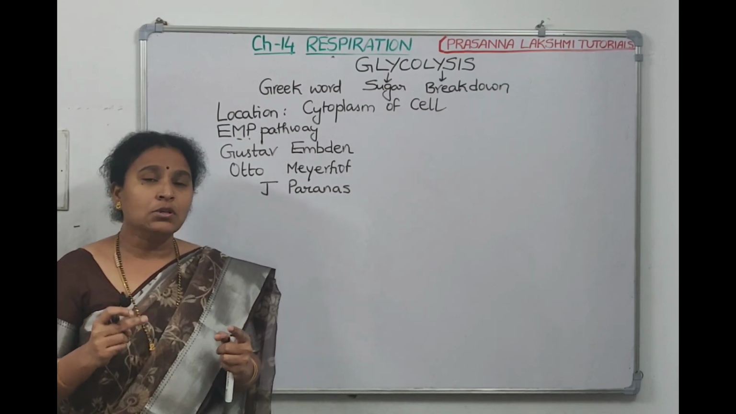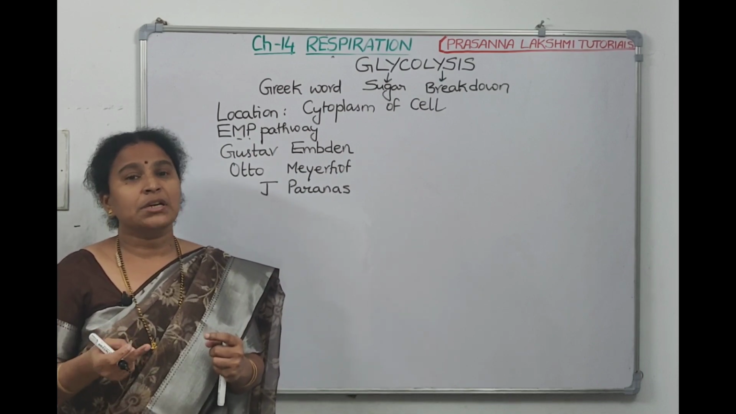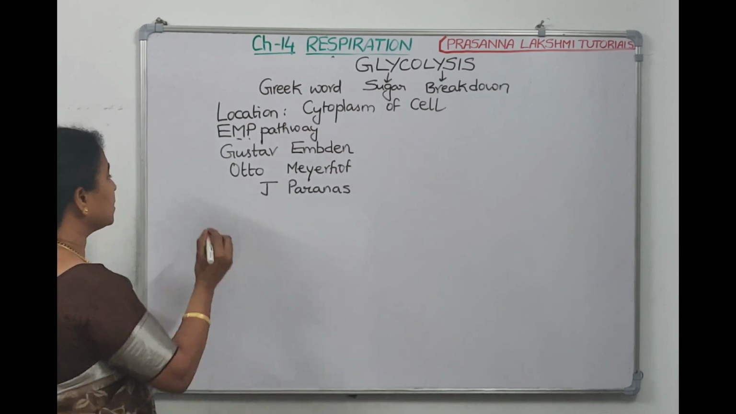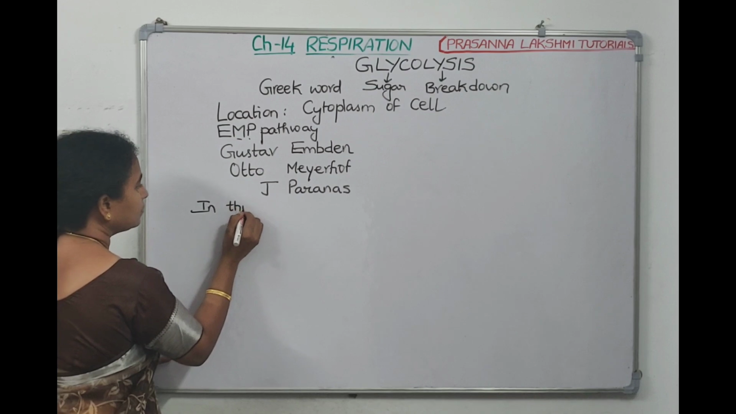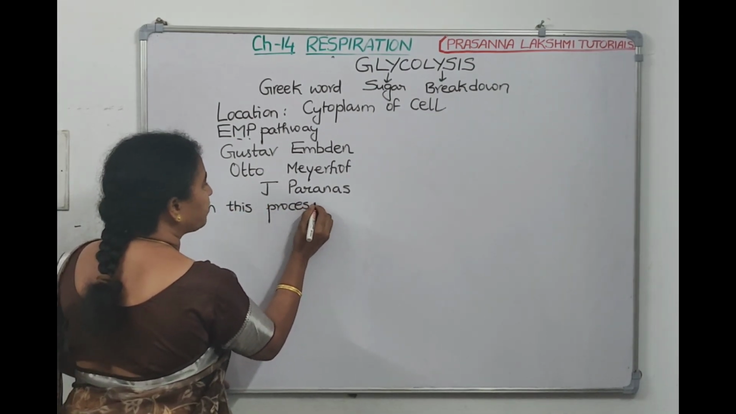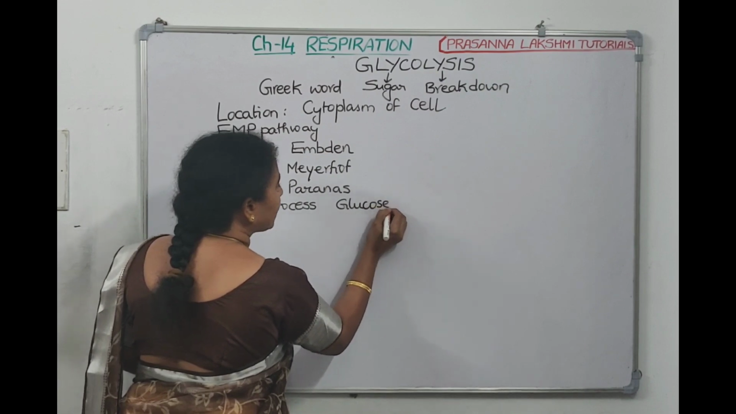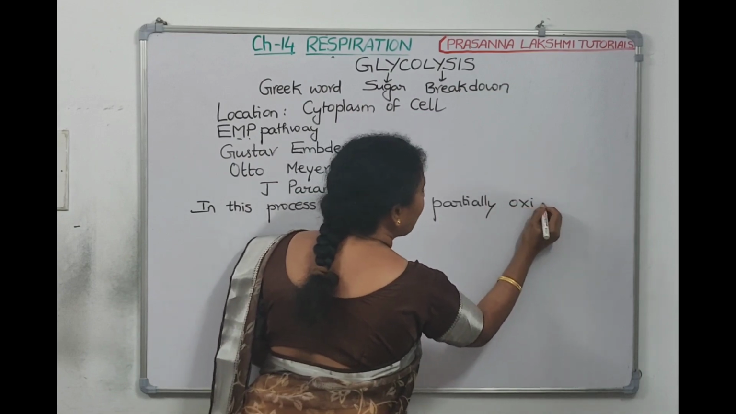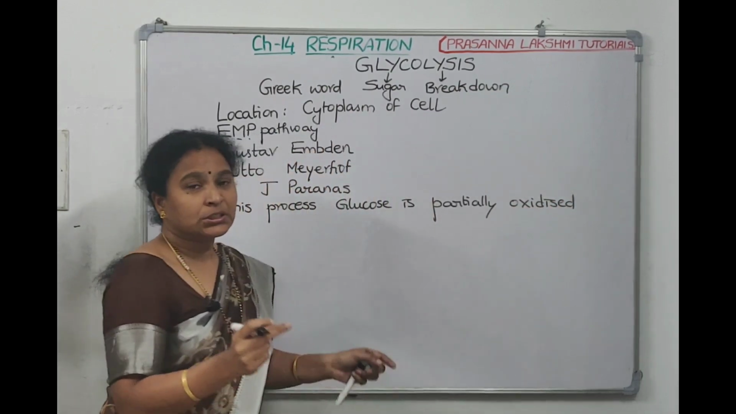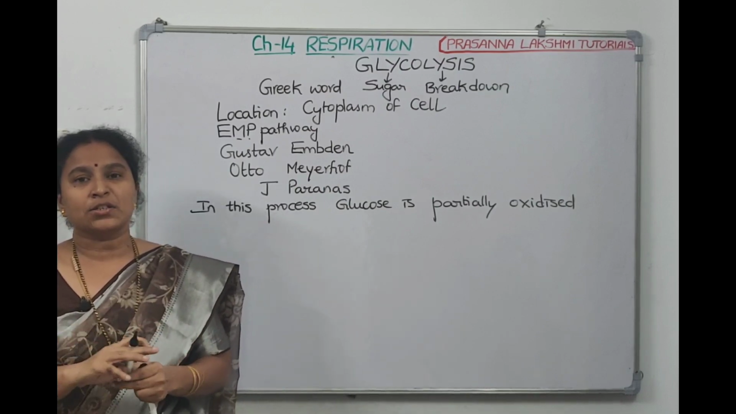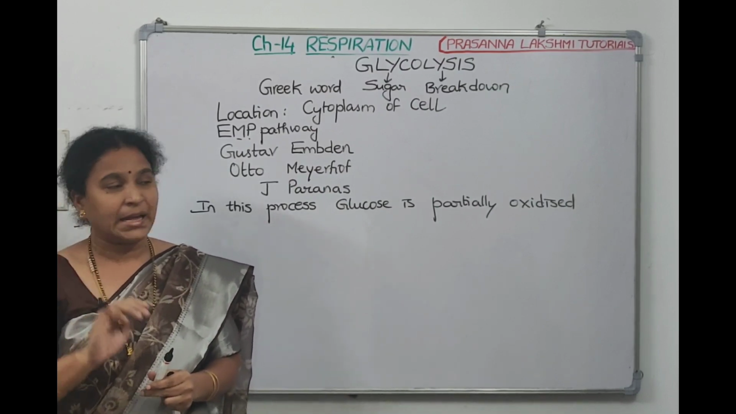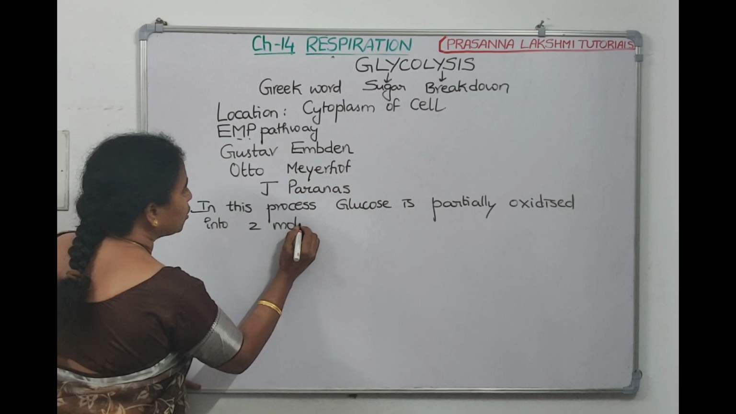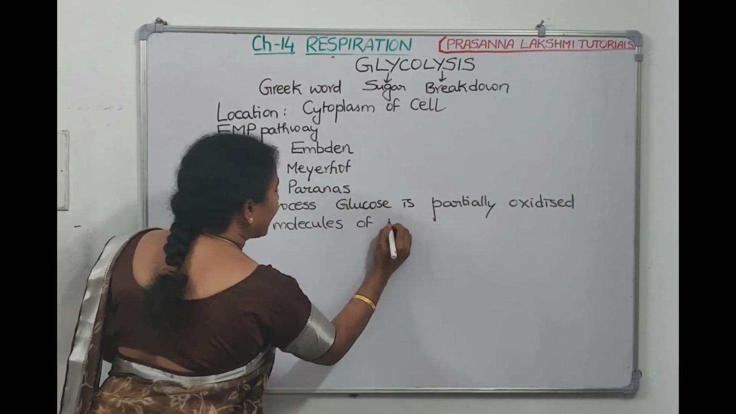of glucose. So glucose, which is a 6-carbon compound, is broken down into a 3-carbon acid which is called as pyruvic acid. What happens in glycolysis? In this process, glucose is partially oxidized. Why are we telling it is partially oxidized? Because it is not completely oxidized into carbon dioxide. It is oxidized into 3-carbon compound called as pyruvic acid. It is partially oxidized into 2 molecules of pyruvic acid.